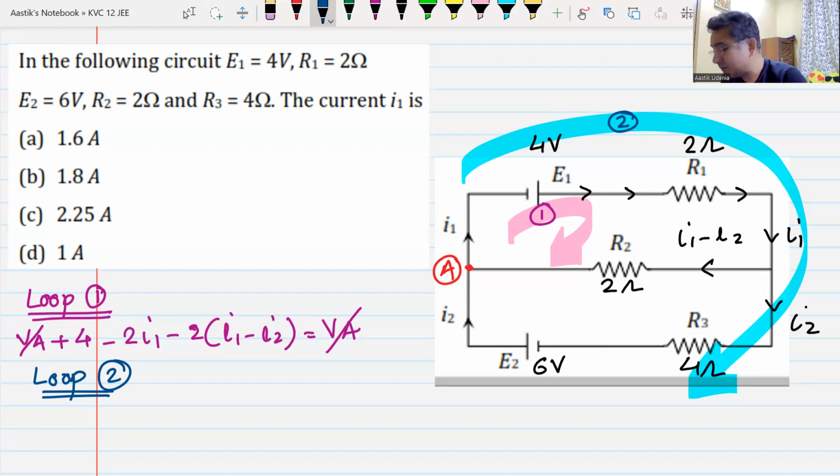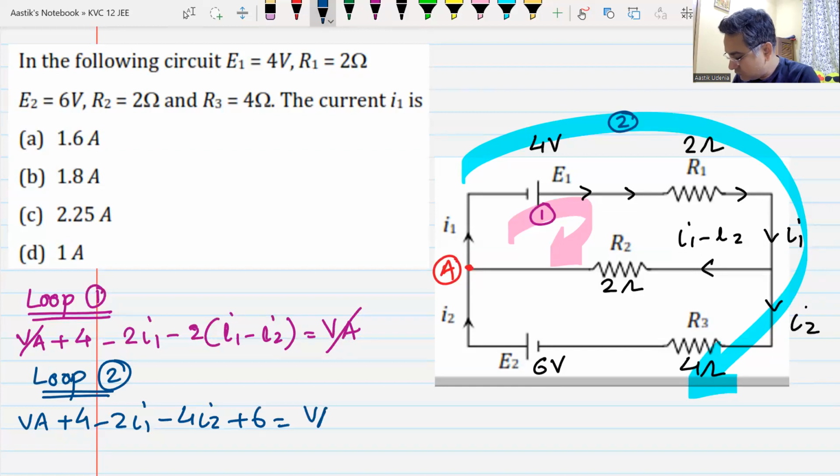No one knows the answer for loop 2? How did you get the answer then? With one equation you cannot solve two variables. VA plus 4 minus 2 I1 minus 4 I2 plus 6 equals VA. Now you should be good enough from here to solve the value. They are only asking you the value of I1.